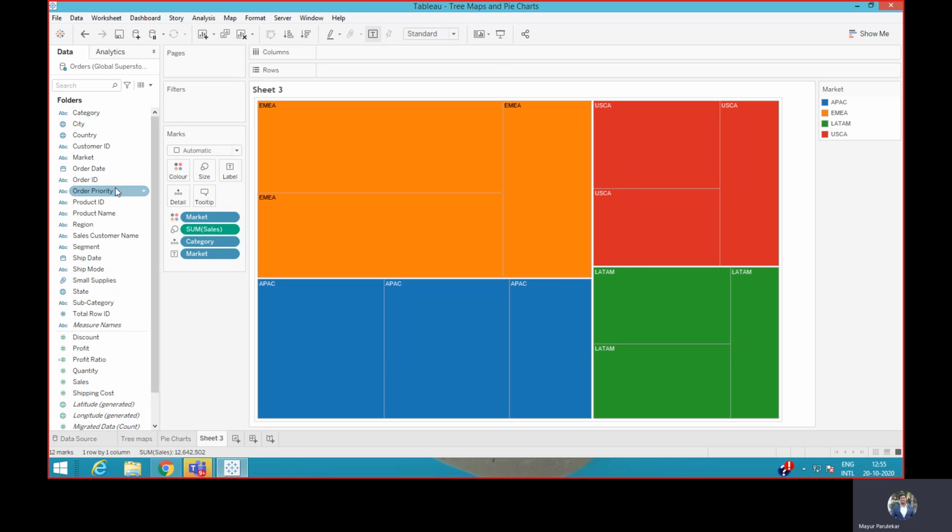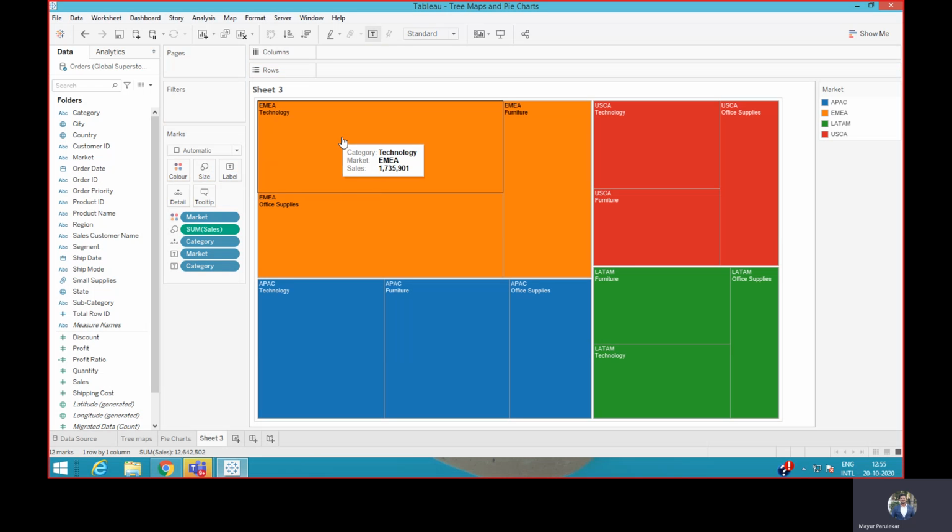Okay. Now when I get the categories on the label, you'll understand what are the three categories which we've been working in our prior sheets. All right. So I'm just pushing category on label, and you can see now that over here, as I mentioned to you, the technology is the highest contributor. Okay. And then would be office supplies, and then is furniture in this particular region of EMEA.